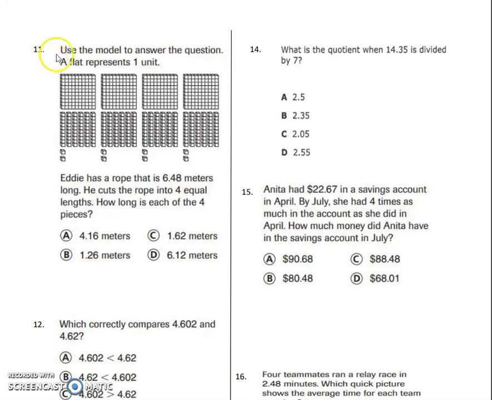Question 11. Use the model to answer the question. A flat represents 1 unit. Eddie has a rope that is 6.48 meters long. He cuts the rope into 4 equal lengths. How long is each of the 4 pieces? Pause the recording to work the problem.